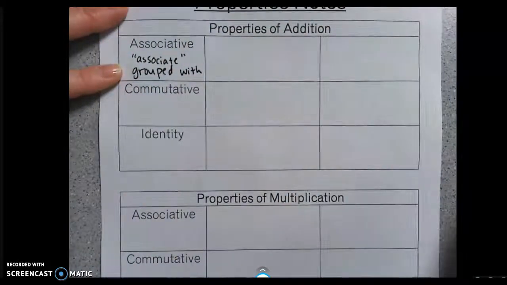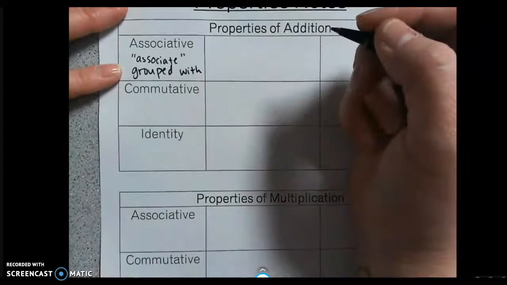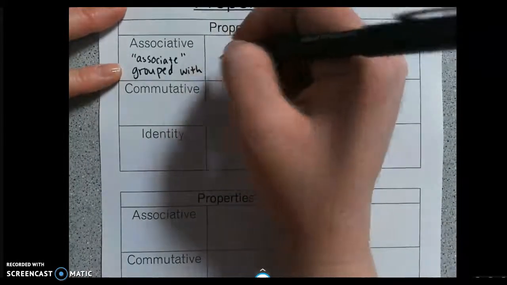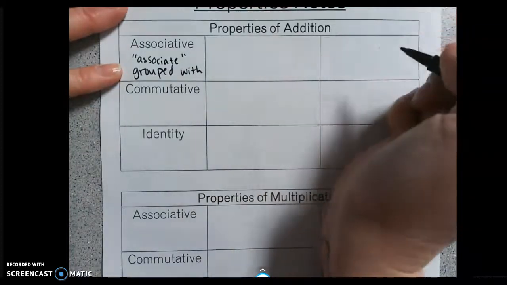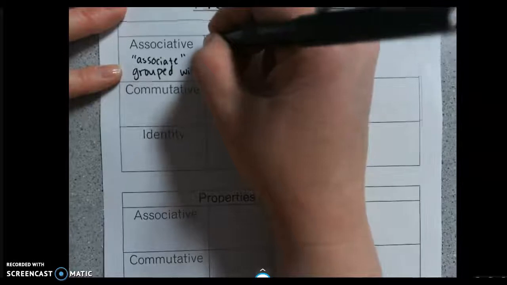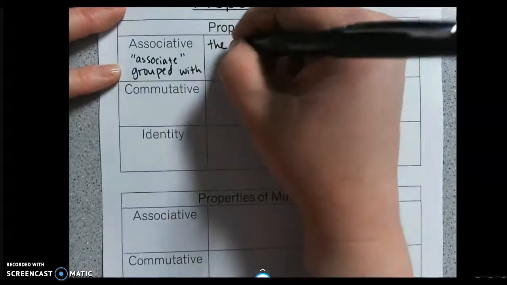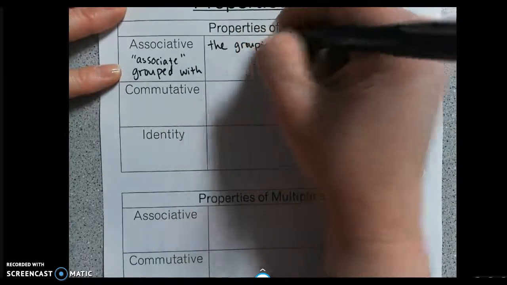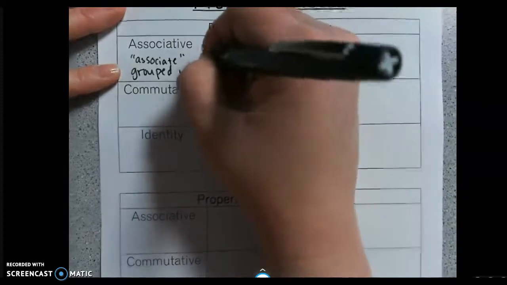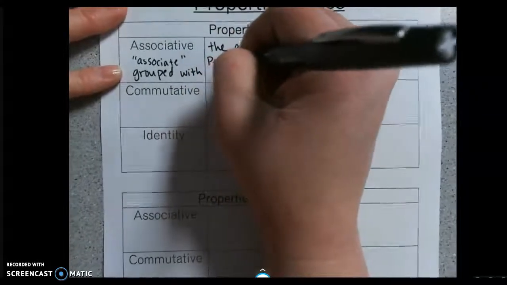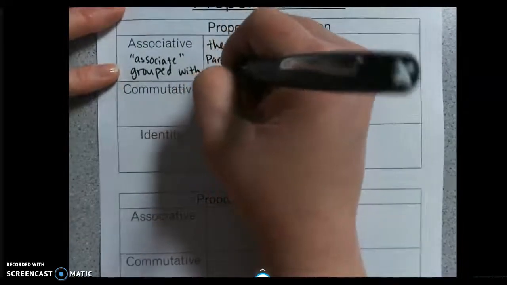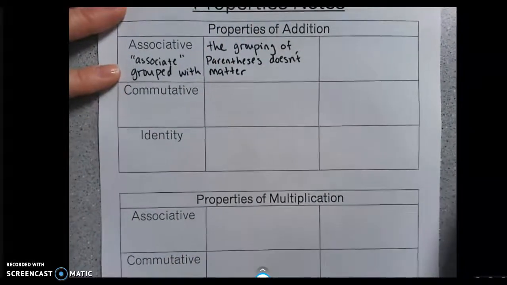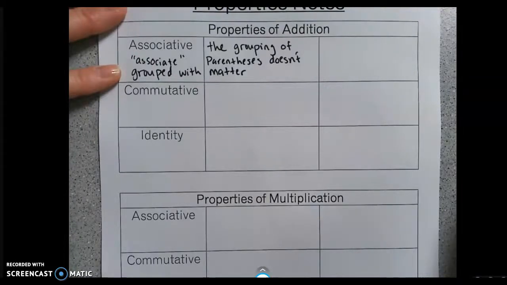So an example of a property of addition would be that the order does not matter. It doesn't matter what group you're with, the answer is still the same. So what I'm going to write for this is the grouping of parentheses does not matter. Okay, and let's talk about how that actually works.